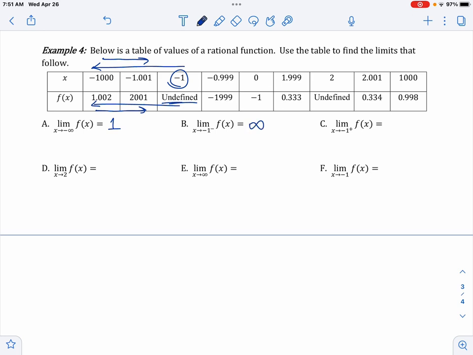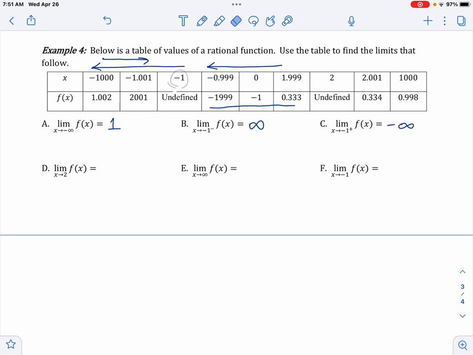The limit as x approaches negative 1 from the right. So I look this way. So I have 0.33, negative 1, negative 1,099. So the numbers are getting very small very quickly. So negative infinity. The limit as x approaches 2.